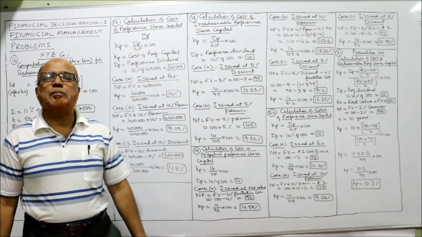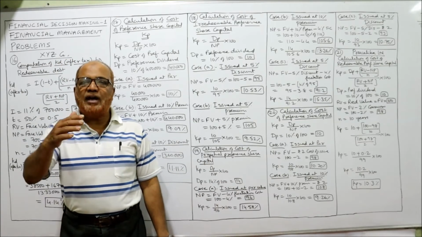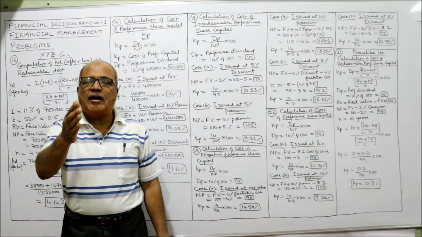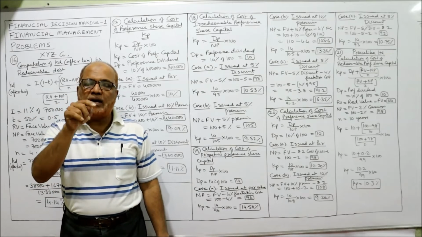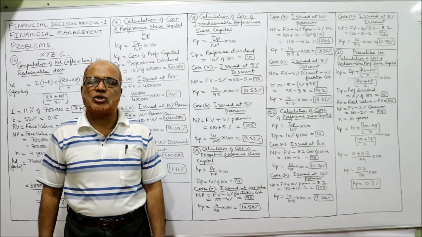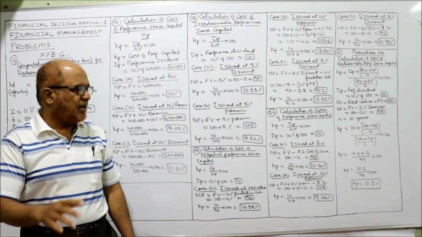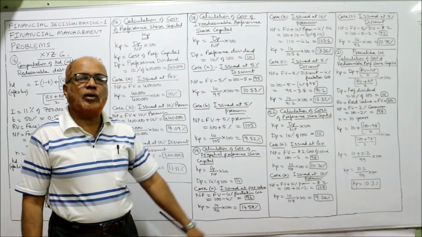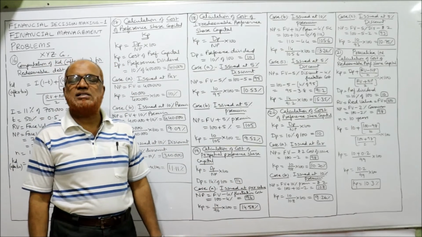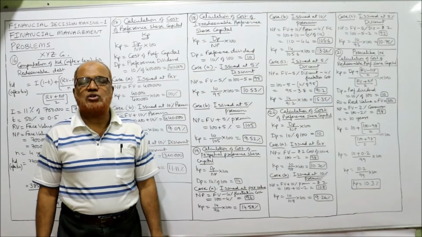Issued at 10% premium. So we add the premium. 100 plus 10% is 110. 110 minus 2 rupees is the flotation cost. So 110 minus 2, 108. So 10 divided by 108 into 100, 9.26% is the KP, cost of preference.